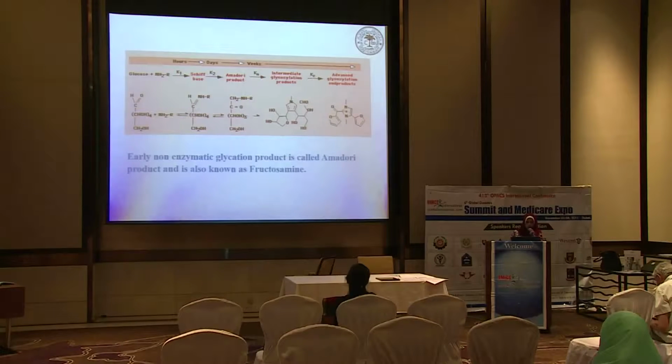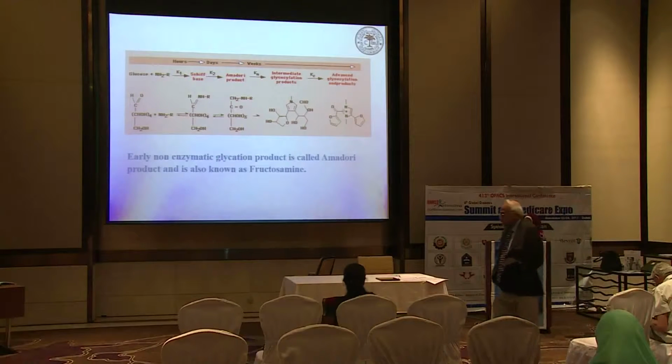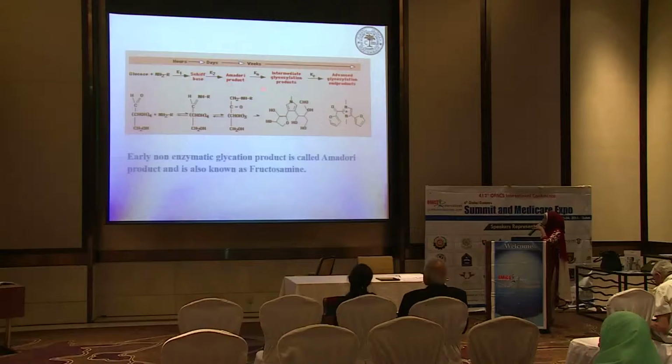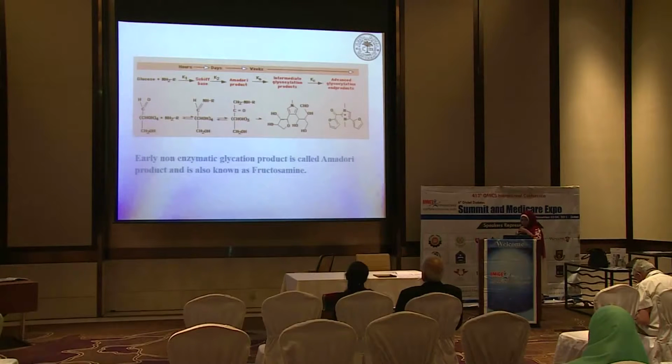Basically, in this reaction, a glucose molecule is attached to the free amino group of protein and forms a Schiff base. After the formation of this Schiff base, it is rearranged into the Amadori product, and through various intermediate glycosylation products, this Amadori product forms the advanced glycosylation end product. The Amadori product is the early glycated product, and the advanced glycosylation product is AGEs, and both are involved in diabetes and its related complications. Various researches have been done on AGEs, but very few on the Amadori product. So my work is on the Amadori product, the role of the Amadori product in diabetes and diabetic nephropathy.